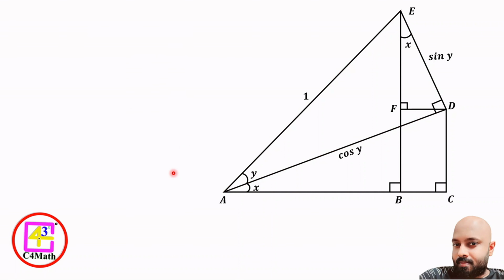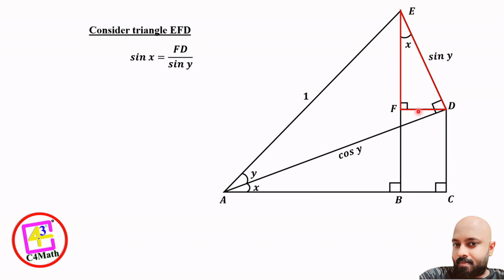Then consider the next right angle triangle EFD. That is this right angle triangle, the smallest one, EFD. Here we know this angle x. In this case the hypotenuse is opposite to 90, this is the hypotenuse. If we apply sin x, the opposite side is FD. Sin x is equal to FD over sin y. Then we can do cross multiplication. FD is equal to sin x times sin y. Instead of FD we can write sin x sin y.